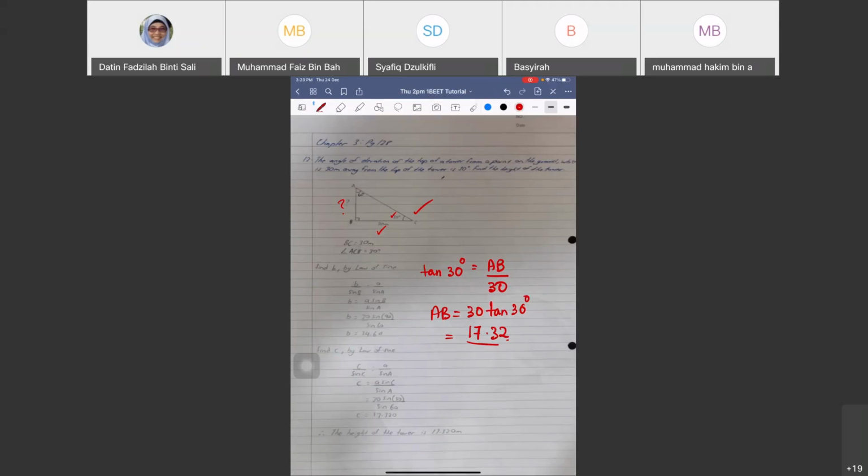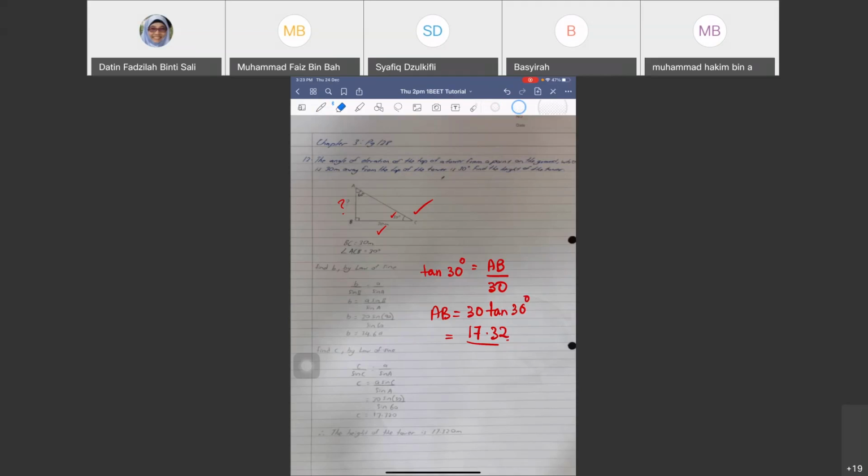Now let me just read the question again. Sorry, I think something is not quite right here. The angle of elevation of the top of a tower from a point on the ground, which is 30 meters away from the top. Oh, okay. 30 meters away from the top, that means 30 meters from the top to the ground.